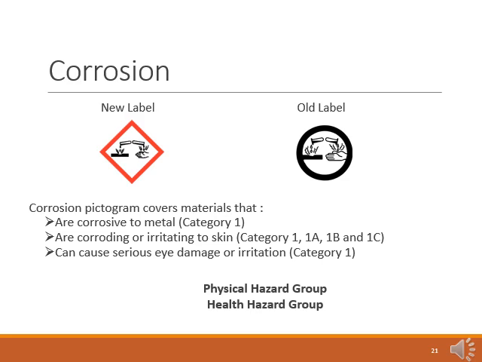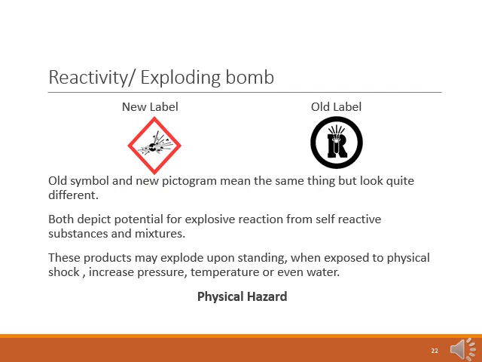Reactivity exploding bomb pictogram, with the new pictogram on the left, can be compared with the old pictogram on the right. The old symbol and new pictogram mean the same thing but look quite different. Both depict potential for explosive reaction from self-reactive substances and mixtures. These products may explode upon standing, when exposed to physical shock, increased pressure, or temperature, or even water. It is a physical hazard group.